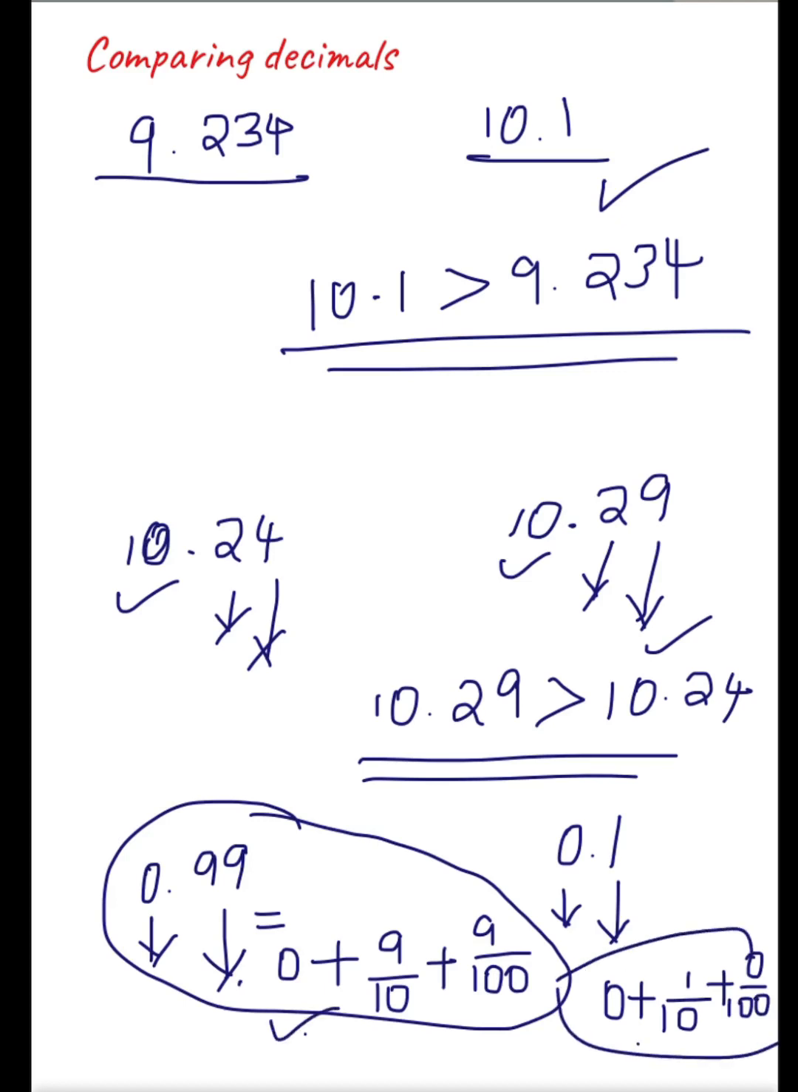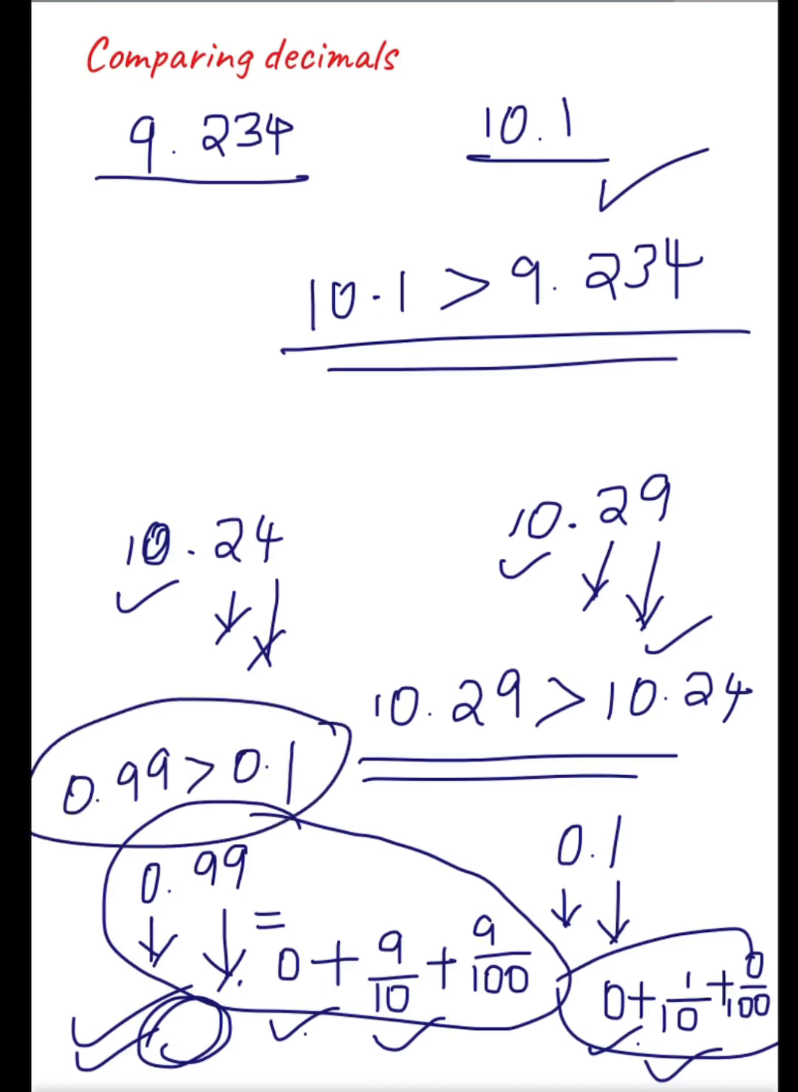In the first place it is 0. In the second place itself you can see here it is 9 by 10 and here it is 1 by 10. So which will be greater? This will be the greatest number, or you can say 0.99 is greater than 0.1. Okay, in this way you can write this also. Okay, so this is how you compare decimal numbers. So that's all. Thank you.